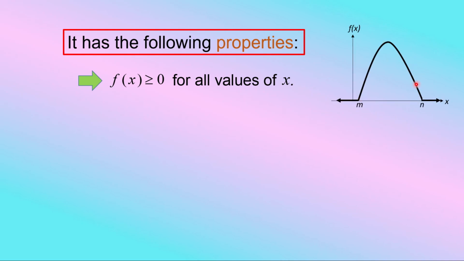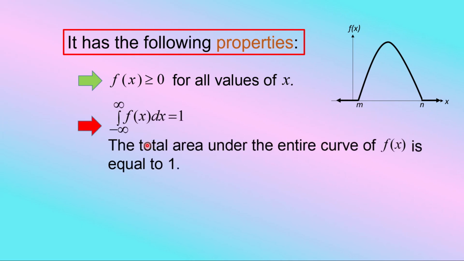Let this graph be the probability density function. The density curve must lie on or above the x-axis. So f(x) cannot be under the x-axis. The second property is the total area under the entire curve of f(x) is equal to 1, by doing the integration from negative infinity to infinity. So if we look at the PDF graph, integrating from negative infinity to infinity will give the total area 1.